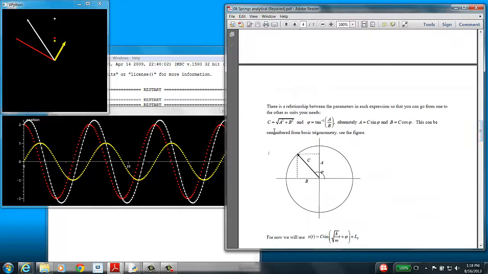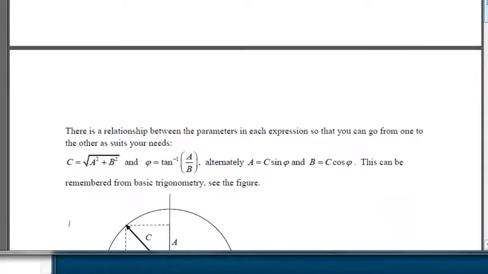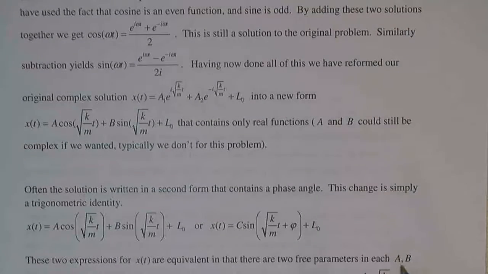So the relationship between the amplitude of the new harmonic function C is just given by the Pythagorean theorem, and then the phase angle is the inverse tangent of A over B. Now that you've seen how we can combine these two functions together to get a single trigonometric function, let's go about examining the argument of this function.